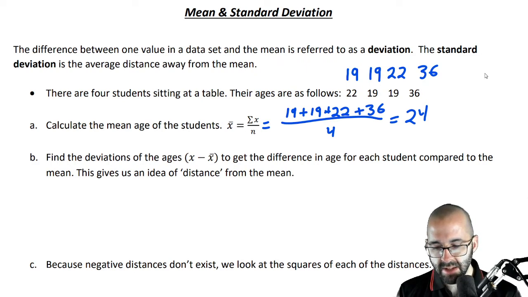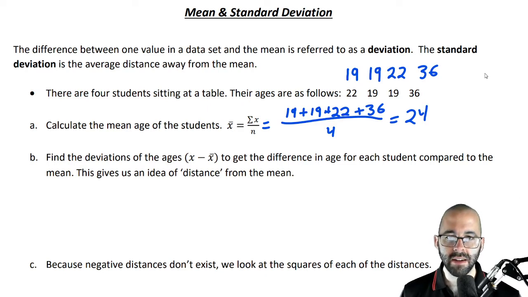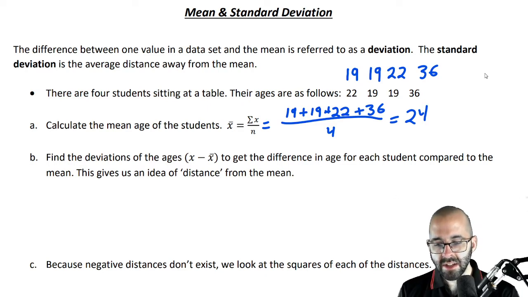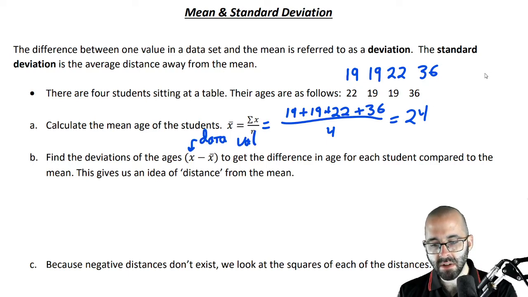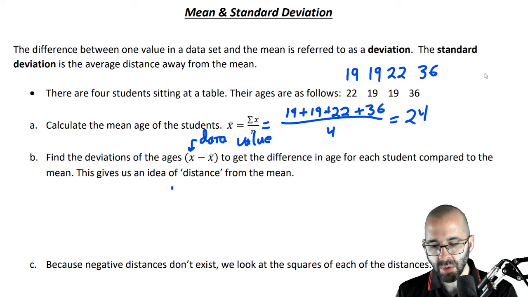Okay, that's step 1. Now we need the deviations. How far are all of these ages from the mean? Okay, so the deviations is just X, this is the data value, minus X bar, which is the sample mean. Okay, so for each of these, we're going to take X minus X bar.